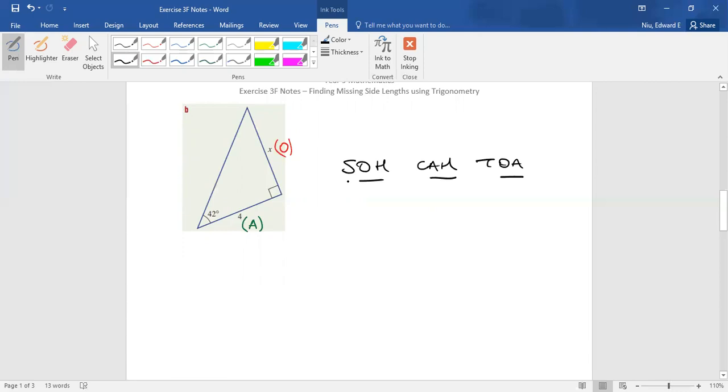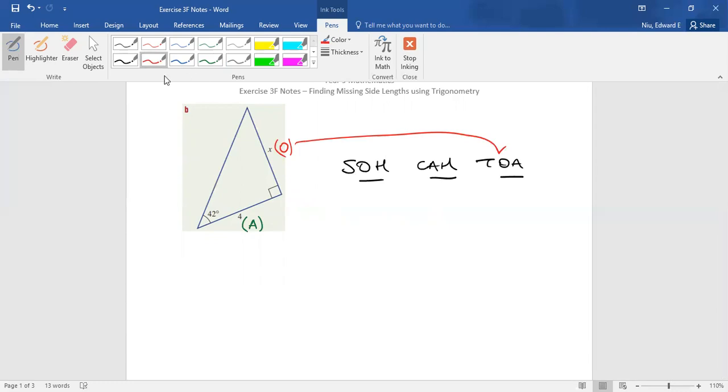So sine's ratio of opposite divided by hypotenuse, is that the one that we're going to be using? No, because we don't have a hypotenuse side. Are we going to be using cos or cosine with adjacent and hypotenuse? Well, we've got the adjacent, but we don't have the hypotenuse. So that leaves us with the tangent, or tan. Are we going to use a tangent ratio? Yes.